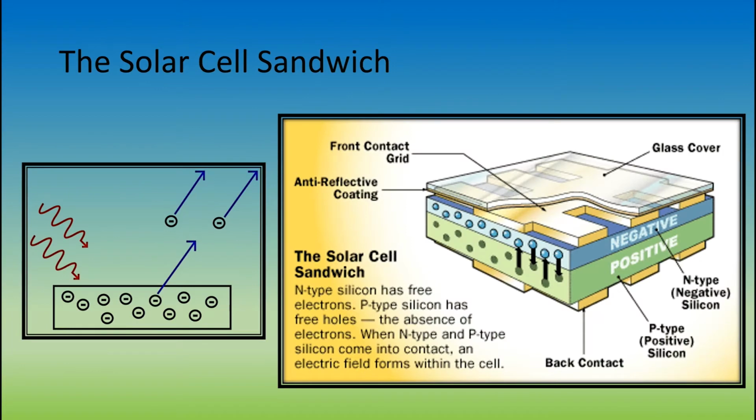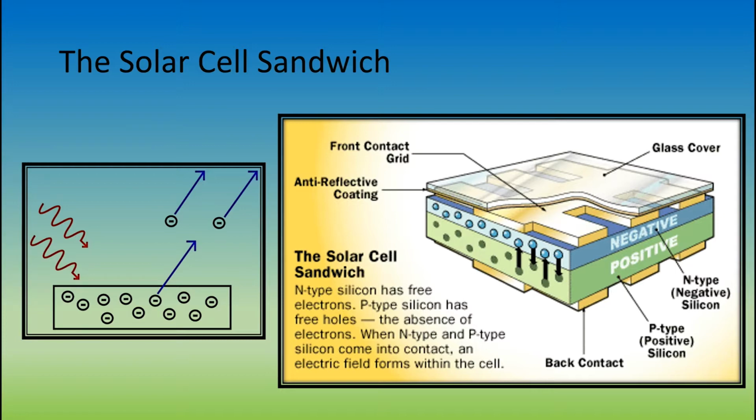A solar cell is made up of multiple layers of material. On the top is a glass cover and anti-reflective coating to protect the cell from damage. Behind the cover is the front contact grid used as the negative terminal of the circuit. Next is the N-type silicon, which is a type of semiconductor with excess electrons. Under this layer is the P-type semiconductor, which contains free holes, or an absence of electrons. Lastly, the bottom layer is the back contact, which is used as the positive terminal of the circuit.